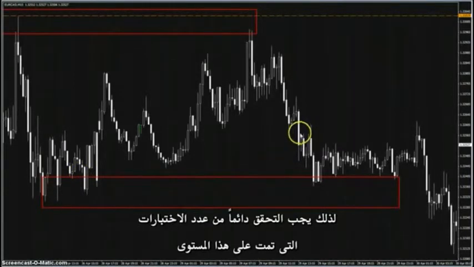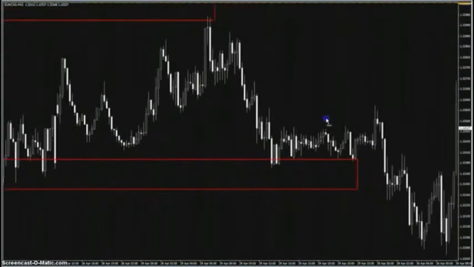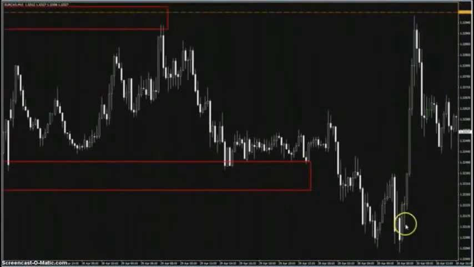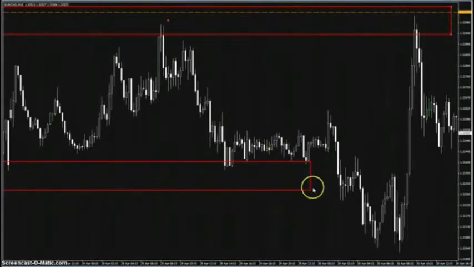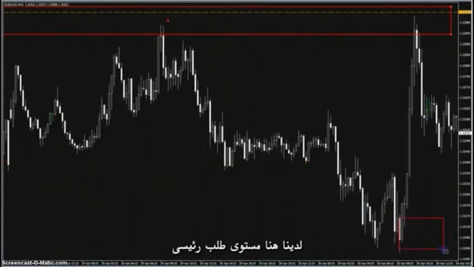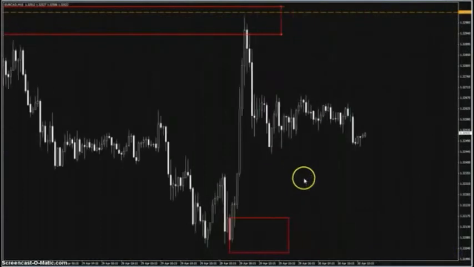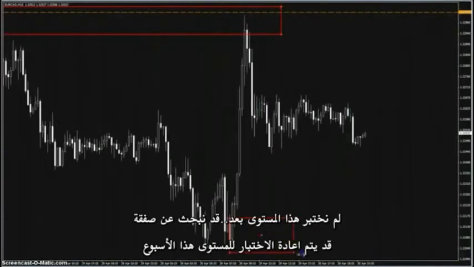So that's something you always got to keep your eye on: how many touches have we seen of this level, okay? And then, okay, so here's another major demand level that formed, obviously, right here. And then once again, this level is still acting as resistance. And what do we have now here? Let me just delete this. Here we have another major demand level. And we haven't tested that one yet. So I'll probably be looking for some trades in that one in the future.